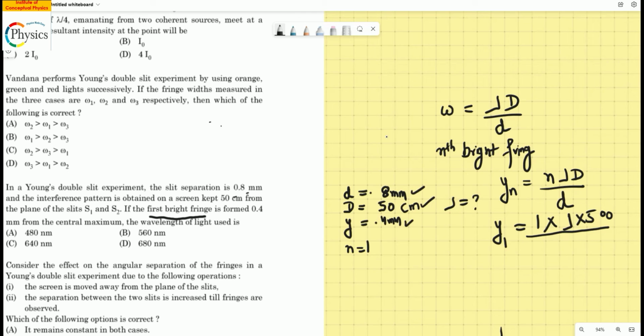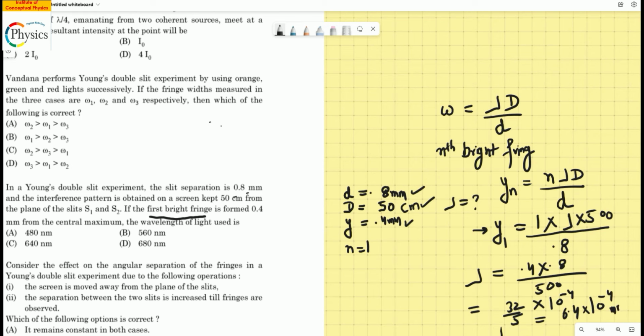I have converted this also into millimeter because otherwise my answer will be wrong. So small d is 0.8, and lambda is equal to... so y1 is how much? It is given to be 0.44. So I will change this to 0.4. 0.4 into 0.8 divided by 500 is equal to 32 by 5 into 10 raised to power minus 4, which is equal to 6.4 into 10 raised to power minus 4 millimeter.